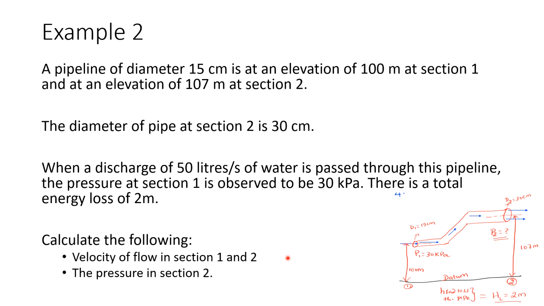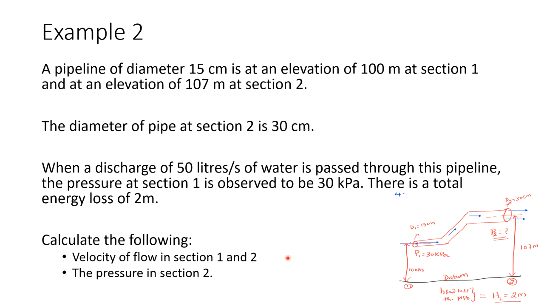This is Z1, and section 2 is at an elevation of 107 meters. So when water flows, it has got to flow up. The diameter of the pipe at section 2 is 30 centimeters, so the diameter is doubling. Here it's 15, here it is 30, so the diameter is bigger here.